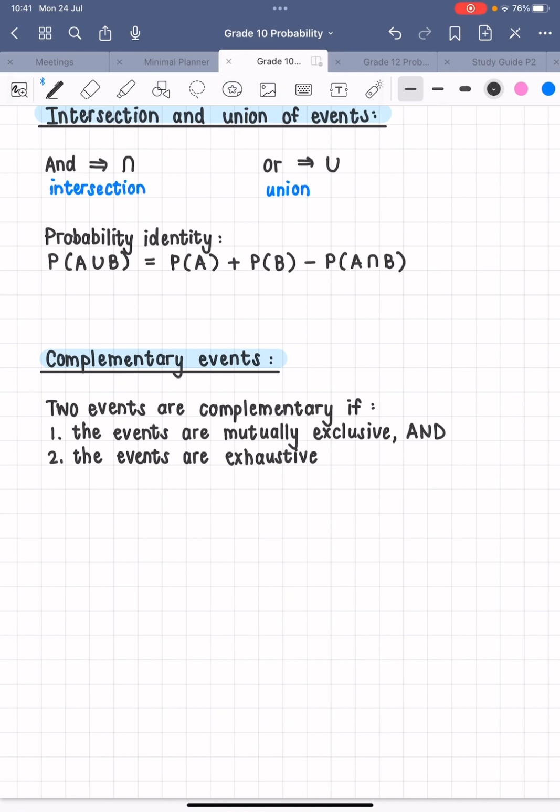Can anyone remember what mutually exclusive means? Cameron? Yes, they cannot occur at the same time. All right, so mutually exclusive events cannot occur at the same time.